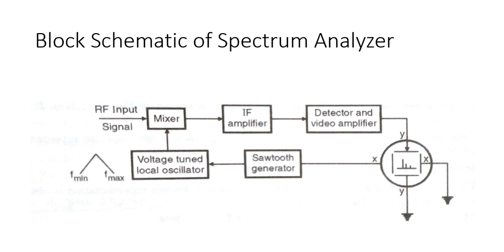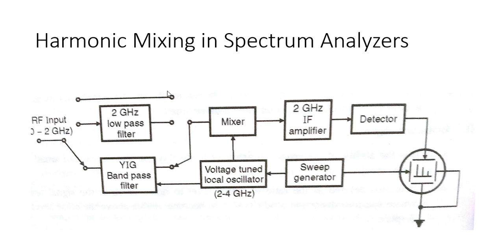Suppose there is one X signal; this is used for harmonics or multiples of that X signal, so that we can get more flexibility. The main idea behind harmonic mixing is that it is used to obtain the response to several input frequencies simultaneously. In order to avoid confusion among the several input frequencies, different filters like this band pass filter and other filters are used. So these are again multiples. This is nothing but the harmonic mixing type of spectrum analyzer.